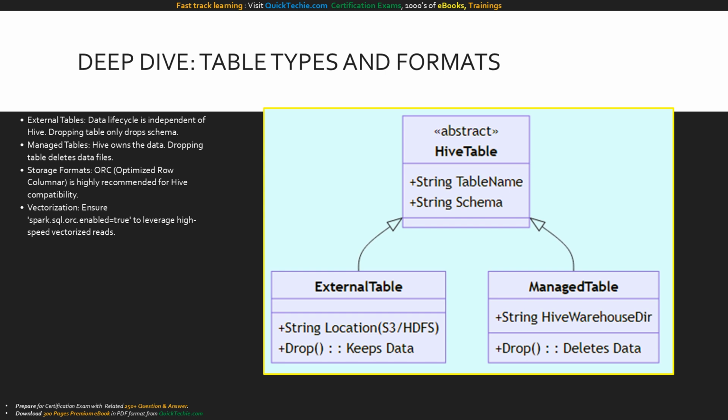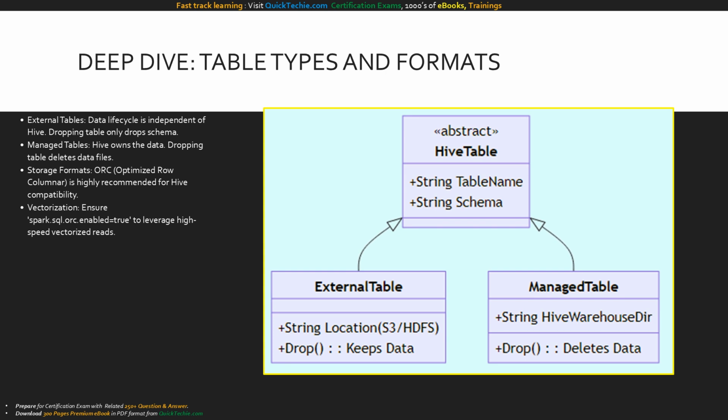With external tables, Hive only manages the schema. The data sits safely in your data lake, and dropping the table leaves your files intact. Spark handles external tables natively and exceptionally well. Managed tables, however, are strictly owned by Hive. If you drop a managed table, the underlying data is deleted.